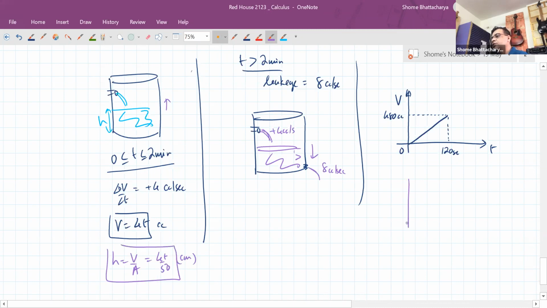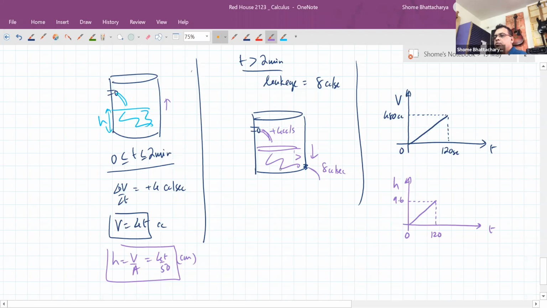So if we simultaneously also look at the height with respect to time, you can see in the first part of the motion of the system, 2 minutes, the height was increasing. Okay. And the height would have reached 480 divided by 50 centimeters square. So 480 divided by 50 would have given us 48 by 5. So that is 9.6 centimeters.